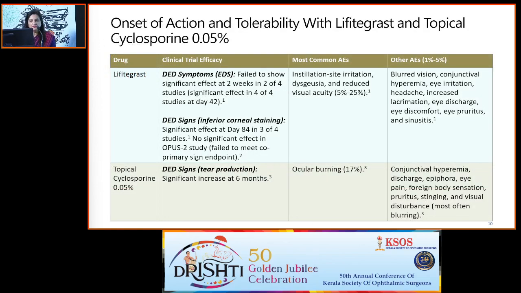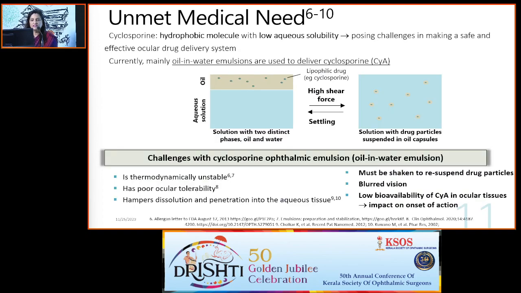Now currently we have lifitegrast, but lifitegrast also causes other side effects like dysgeusia and reduced visual acuity or blurring in some of the cases, apart from eye discharge, eye discomfort, hyperemia, sinusitis, etc. Topical cyclosporin 0.05%, which is currently available, does cause ocular burning in almost 17% of the cases, apart from conjunctival hyperemia, discharge, pain, foreign body sensation, stinging, etc. And the effect of the topical cyclosporin 0.05% starts within 6 weeks.